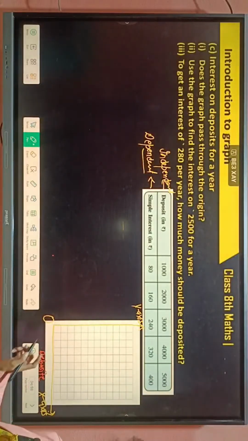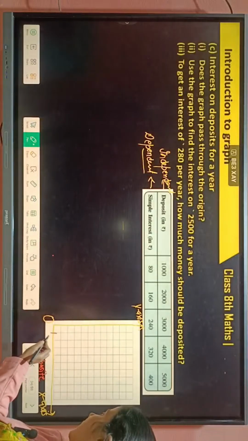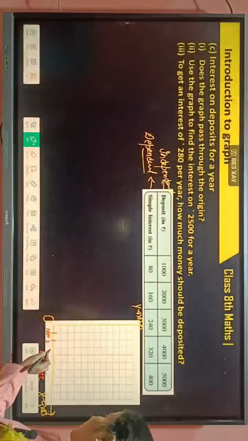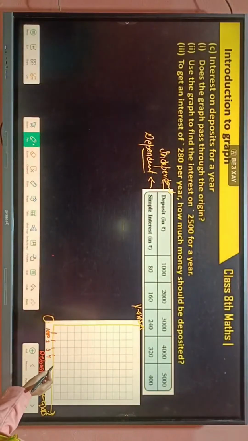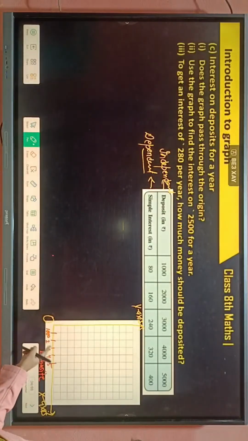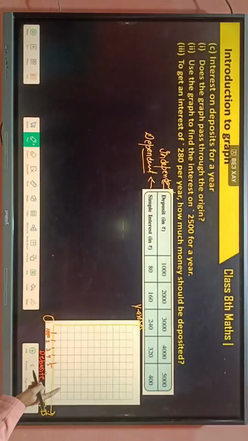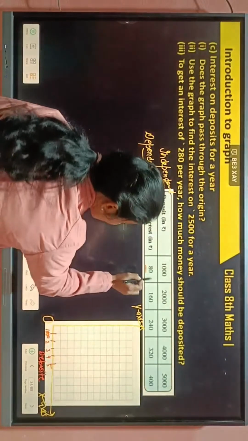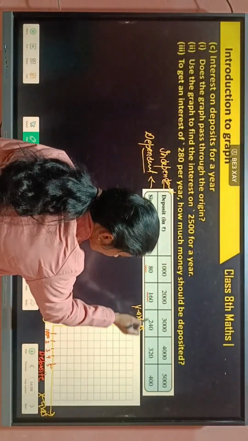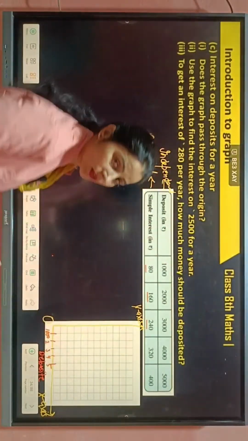So we need to choose a suitable scale. I will write there 1000, then 2000, then 3000, then 4000, and then 5000. Now simple interest: 80 rupees, 160, 240, 320 and 400.